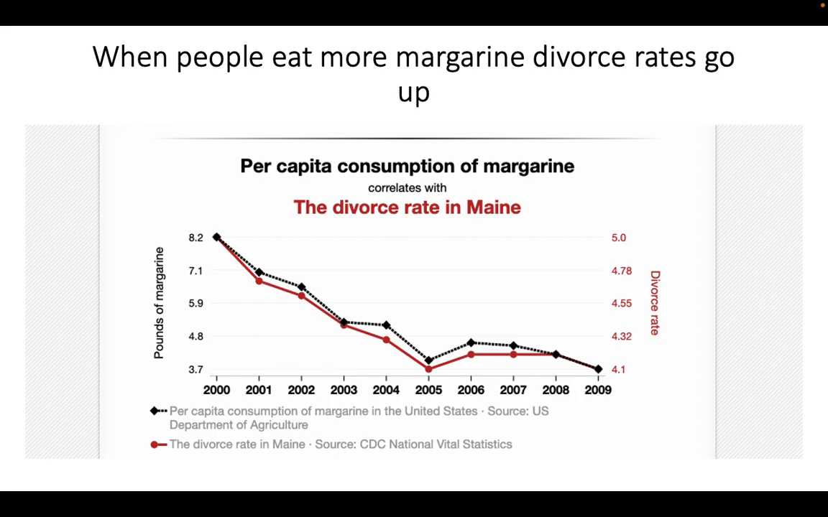The graph that you see over here shows us people's consumption of margarine, and how it's strongly correlated with divorce rates in this particular place. So the more margarine you eat, the higher the divorce rate. These are highly correlated, but is one causing the other or not? Probably not.